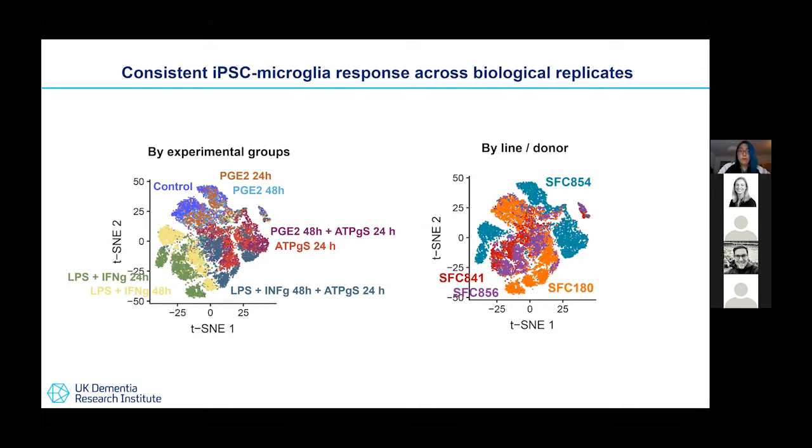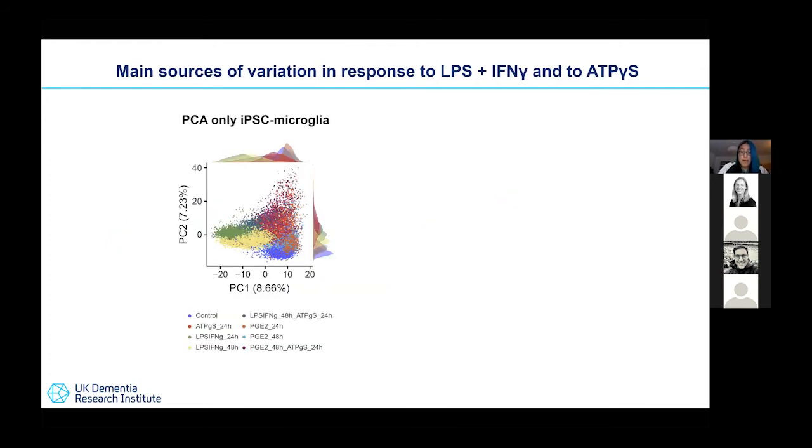Once we focus only on the microglia population and we run principal component analysis, what we observe is that along the first principal component, cells that were treated with LPS and interferon gamma at both 24 and 48 hours segregate along this axis. And along the second component, we observe cells that were treated with ATP gamma S segregating along that component.